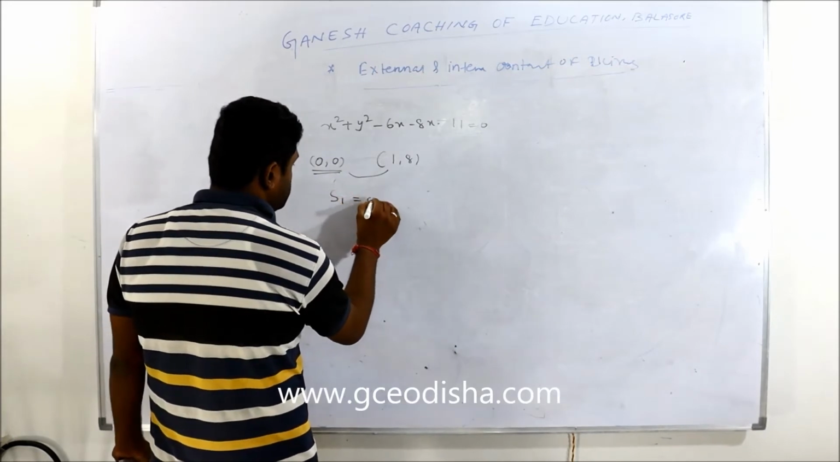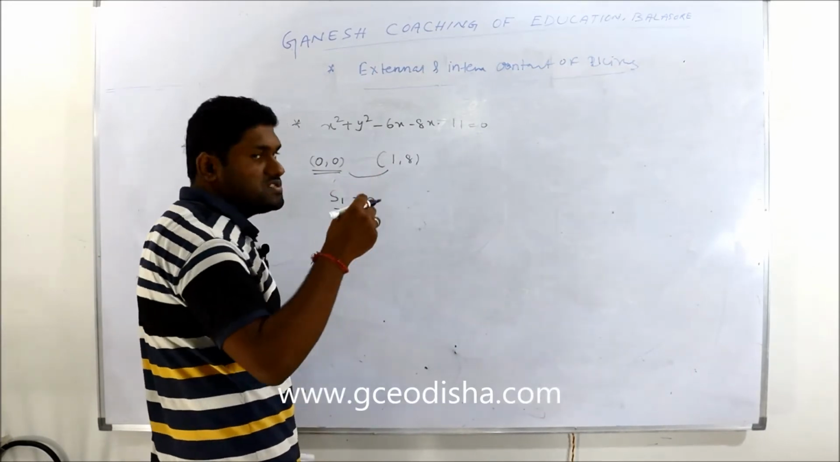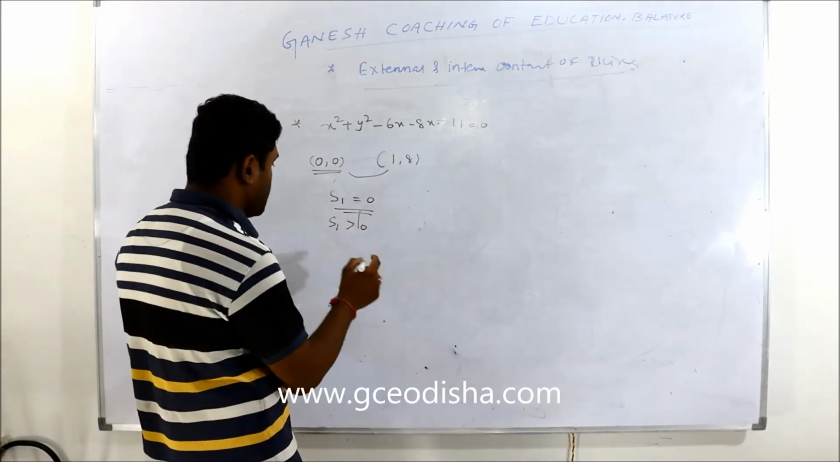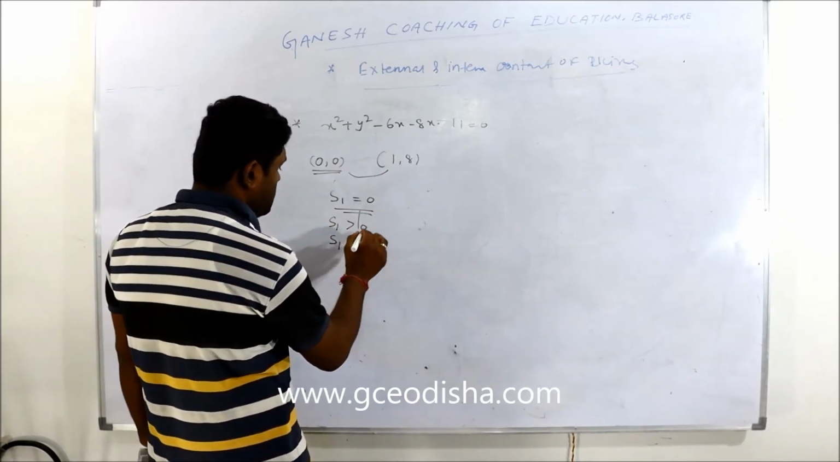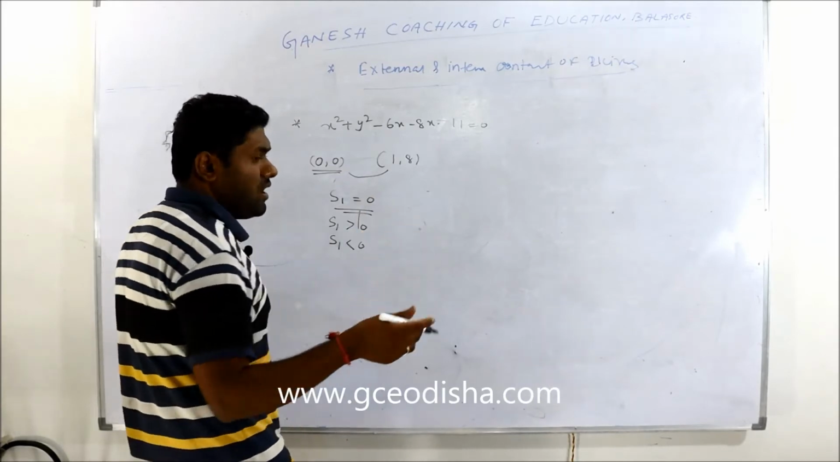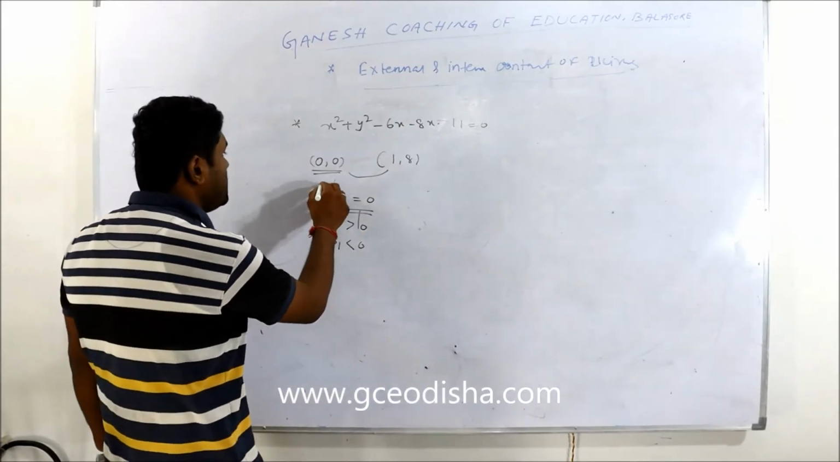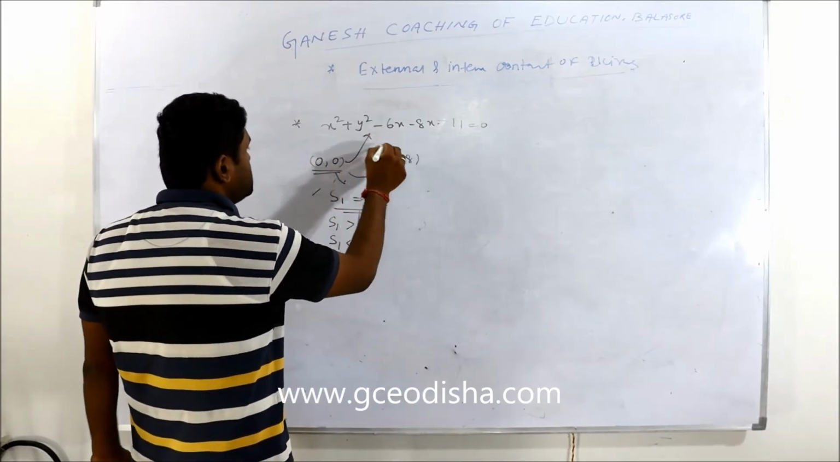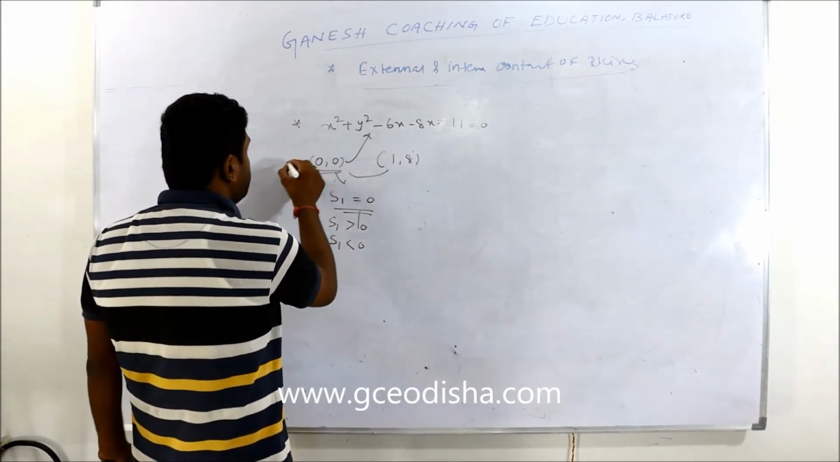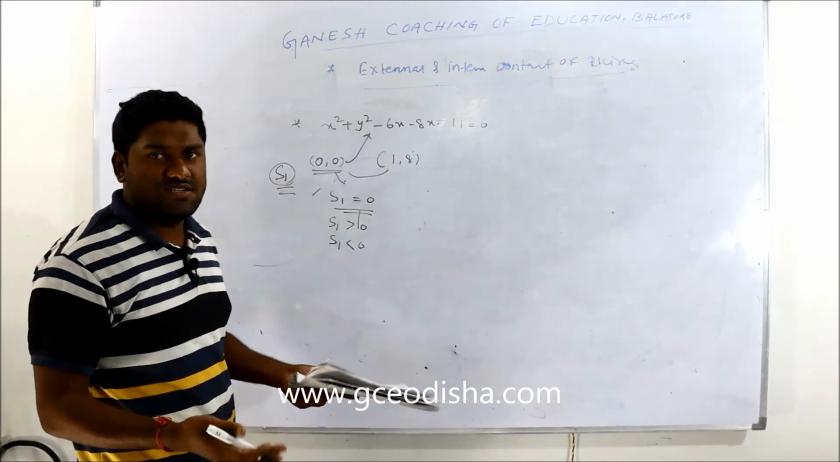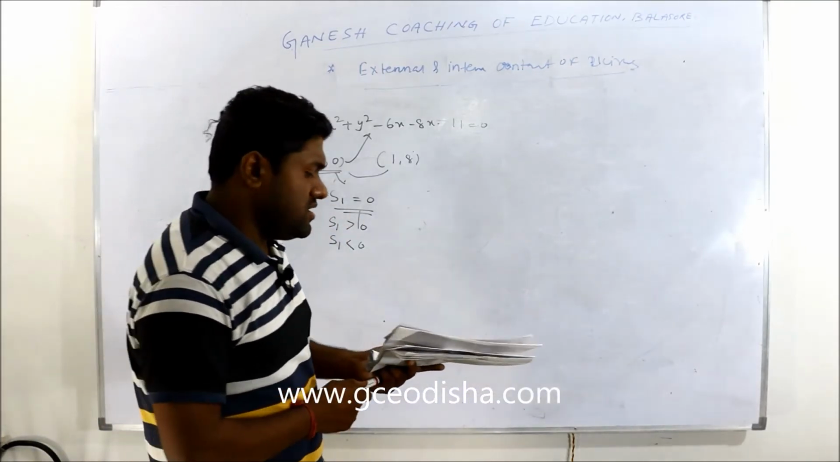When S1 is equal to 0, the point is on the circle. When S1 is greater than 0, it is outside the circle. When S1 is less than 0, it is inside the circle. Just recollect your previous lecture, I told you the formula. You directly put this value in it and find the value of S1. By using S1, you can find whether it is 0, greater than 0 or smaller than 0.